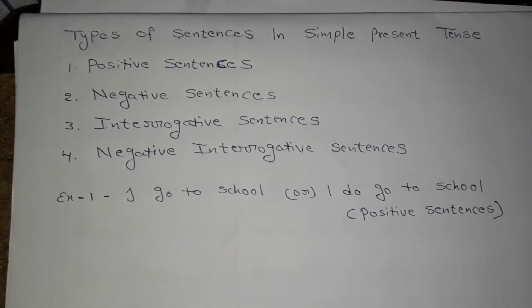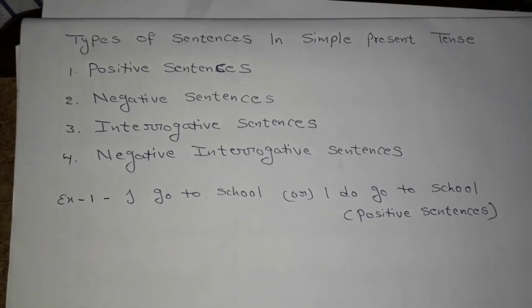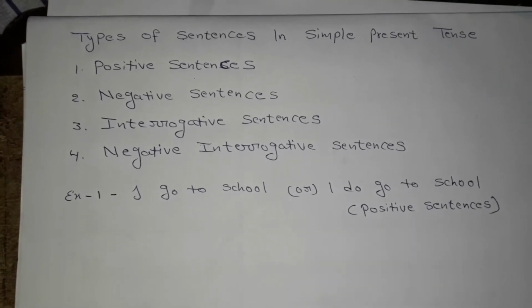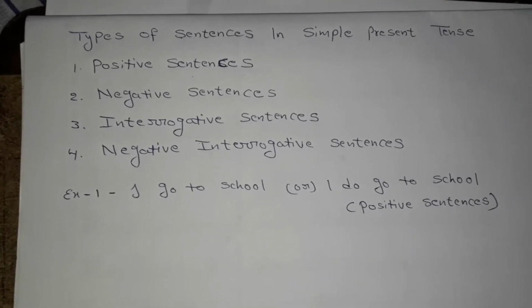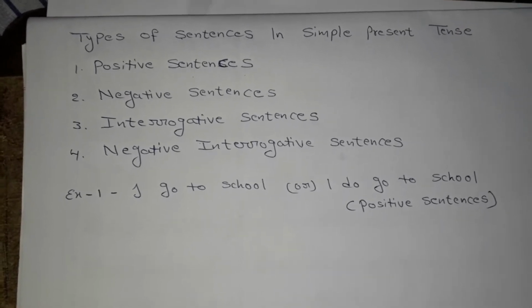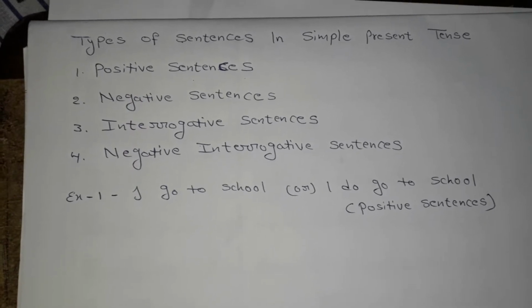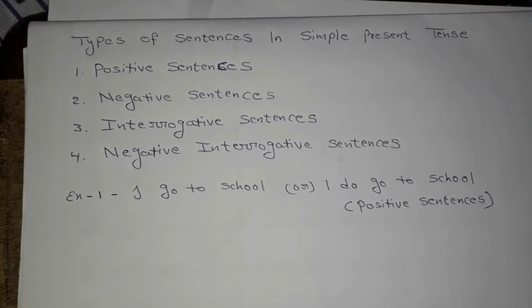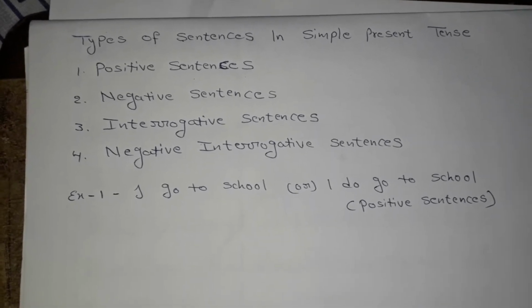In the first class, we already learned about the usage and structure of simple present tense, and I already gave you a table of simple present tense. If you learn the table by heart, it is very easy to change a positive sentence to a negative sentence, a negative sentence to an interrogative sentence, and an interrogative sentence to a negative interrogative sentence. So you must learn the table by heart.